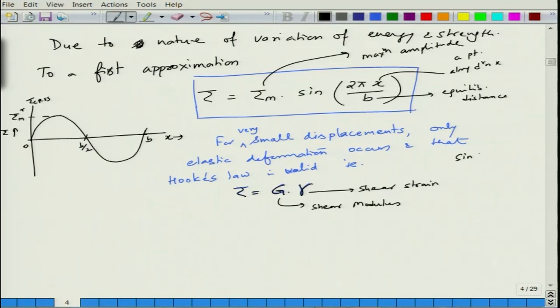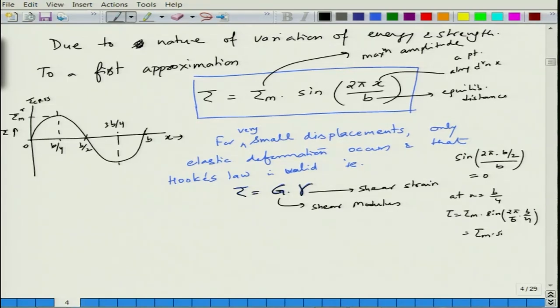sine of 2 pi into b by 2 divided by b. So this will be sin pi, so this will again become 0. And when x is equal to b by 4 or 3b by 4, at x is equal to b by 4, tau will become tau m into sin of 2 pi divided by b into b by 4. So this will be sin pi by 2, which is equal to 1. So the shear stress will be equal to tau m at b by 4 and 3b by 4 and so on.